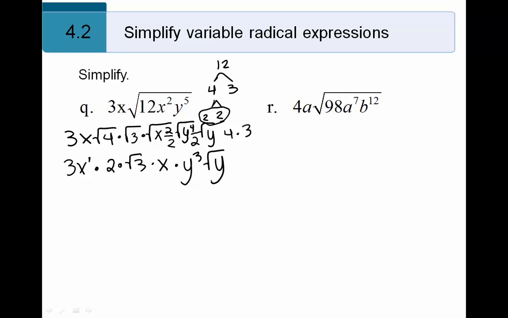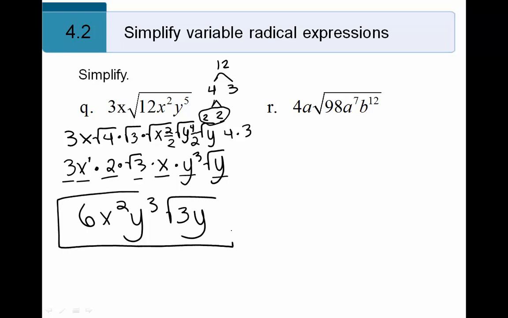Okay, so I can multiply 3 times 2 and get 6. X times x is x squared. I'm pulling my y cubed up right here. And then I have, underneath radicals, the square root 3 and a square root y. So I'm putting that back underneath one radical. So I have 6x squared y cubed times the square root of 3y.